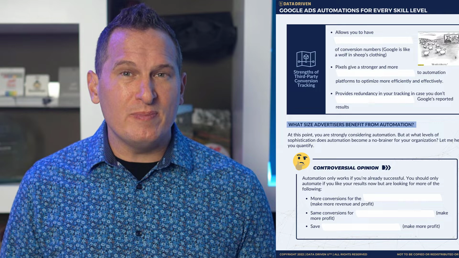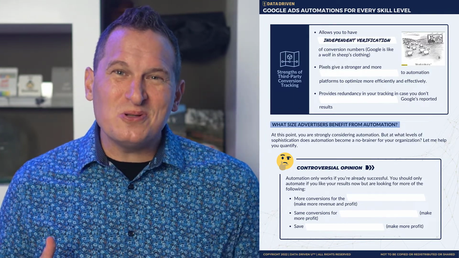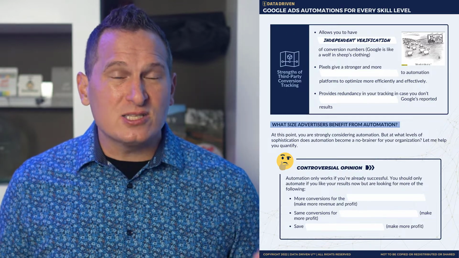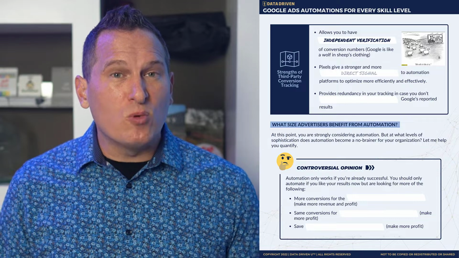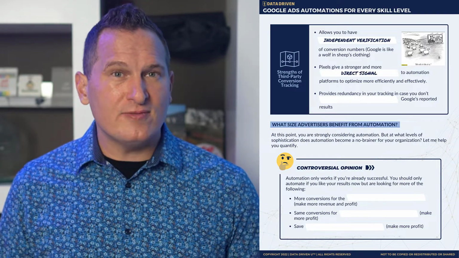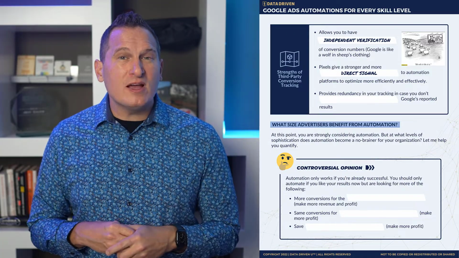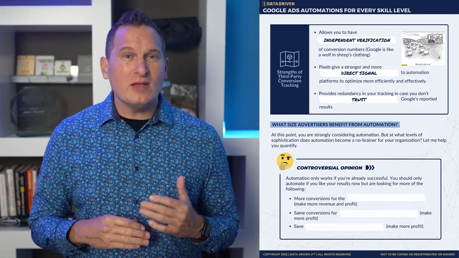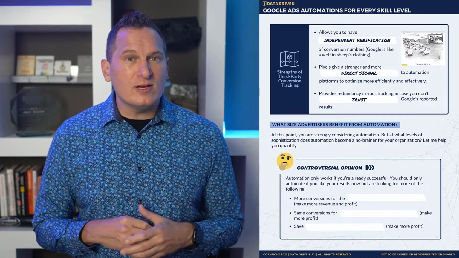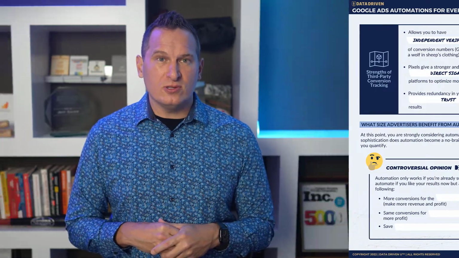Finally, we have the strengths of third-party conversion tracking. So using third-party pixels allows you to have independent verification of conversion numbers. Because Google is like a wolf in sheep's clothing, and so they're going to take credit for everything they can. A third-party pixel gives you a stronger and more direct signal to your automation platforms so you can optimize more efficiently and effectively. And last, these provide redundancy in your tracking in case you don't trust Google's reported numbers. And so if you want to have an independent verification, you may want to use a third-party pixel in addition to the Google Ads pixel or importing your Google Analytics goal.